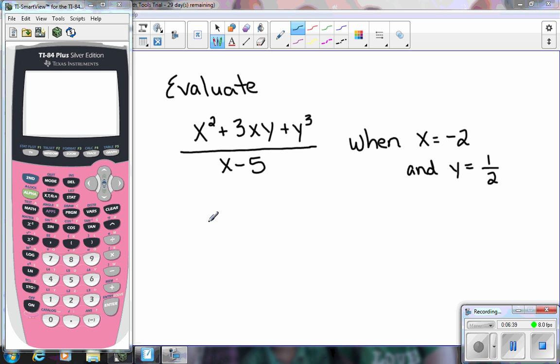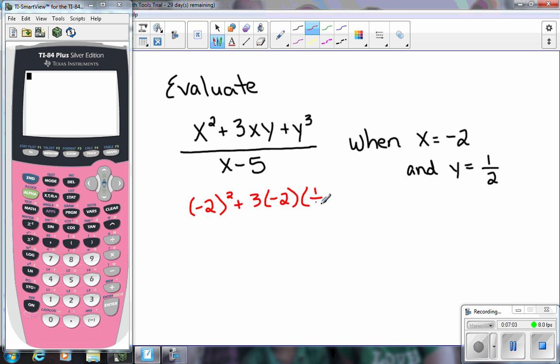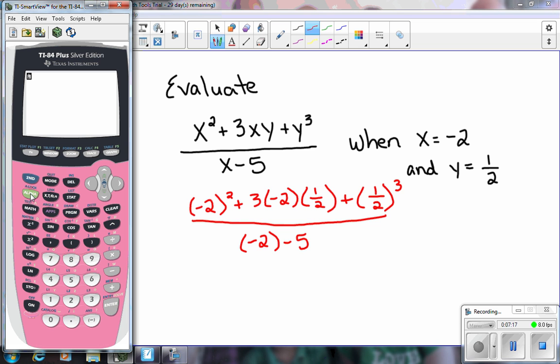Well, how about one like this? It looks pretty complicated because we have a fraction, it's an algebraic expression, with values to substitute in, but notice y is a fraction. So on my calculator, well, first let's substitute values in. So we're going to have negative 2 squared plus 3 times negative 2 times a half plus a half cubed, all over negative 2 minus 5. This is one you probably wouldn't want to do by hand. If you had to, you could, but hopefully not.